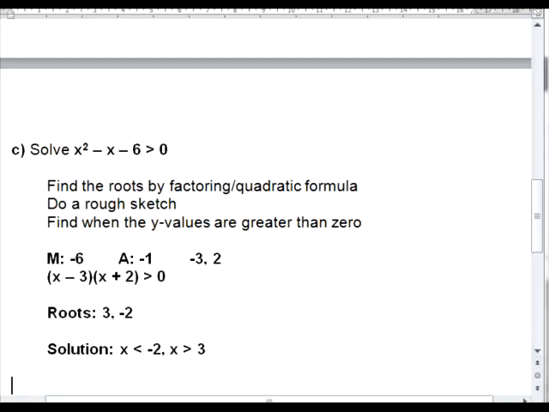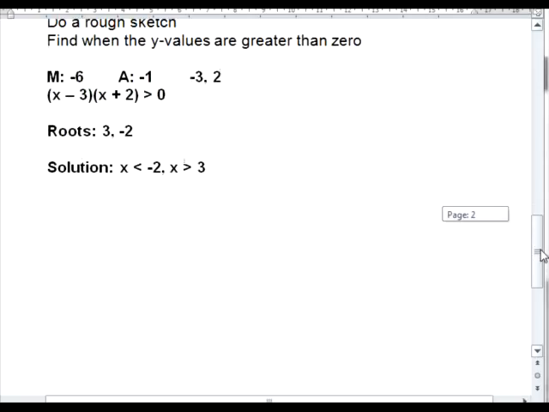Alright, I would like you guys to try this one for me right now. If you need to hit pause to get that down, go ahead. Letter D is going to be solve, we'll say 2x squared minus x minus 6 is less than 0. So what you should do is factor it first, then do a rough sketch and let me know when the graph is below 0. So what I'd like the supply teacher to do is hit pause in the video right now and give the class maybe about 5 minutes to try this out, or till people are mostly done, and then we'll take it up.